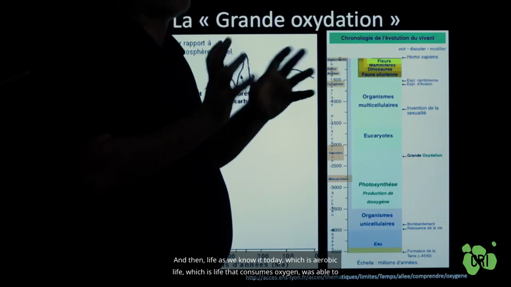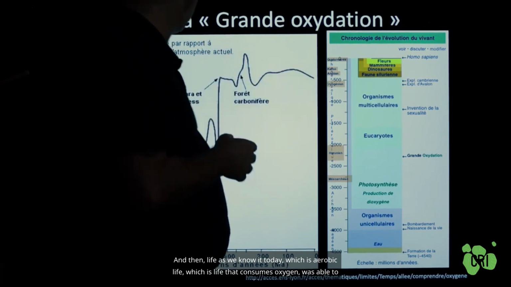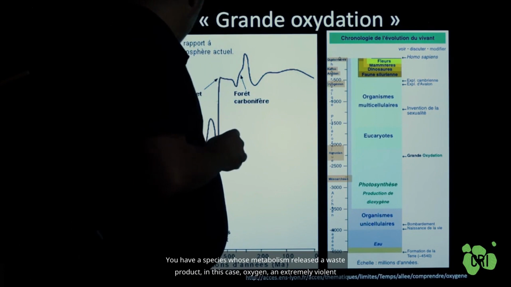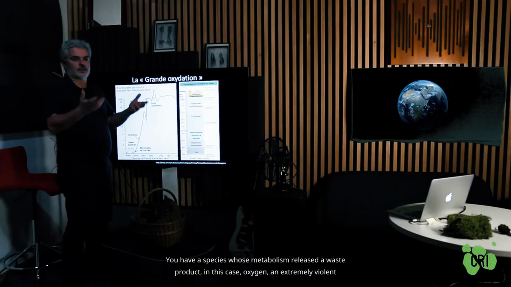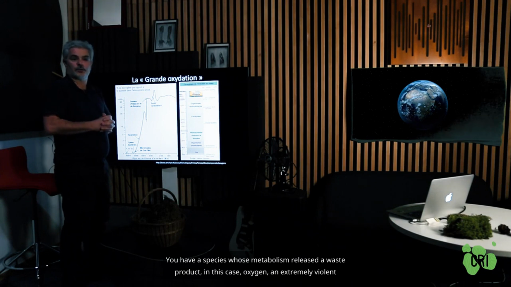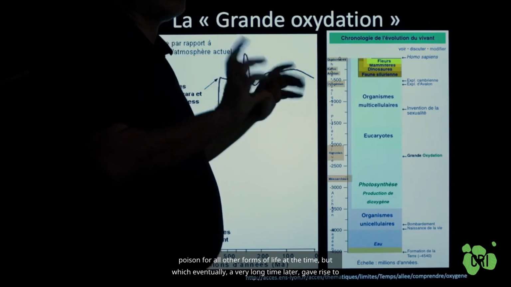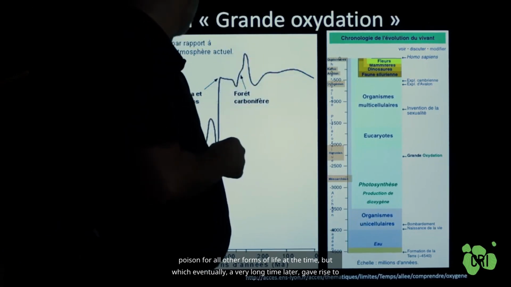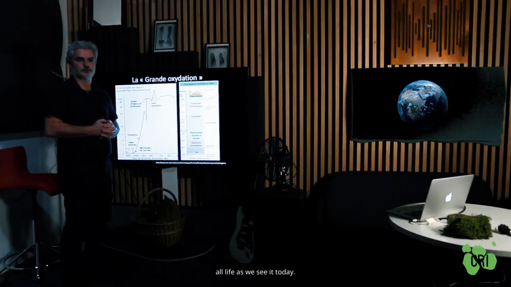And then life as we know it today, which is aerobic life, which is life that consumes oxygen, was able to develop. You have a species whose metabolism released a waste product, in this case oxygen, an extremely violent poison for all other forms of life at the time, but which eventually, a very long time later, gave rise to all life as we see it today.